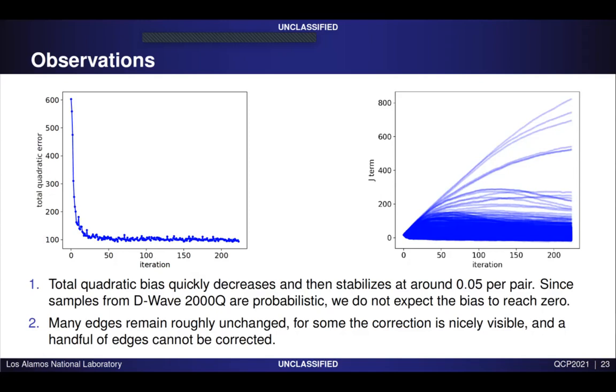On the right-hand side figure, we plot the quadratic weight as a function of iteration for each of the 2080 edges in the 65-node complete graph. By observing the quadratic weights as a function of iteration, we see that some edges cannot be fully corrected, but most edges can be corrected and converge to a consistent quadratic weight.